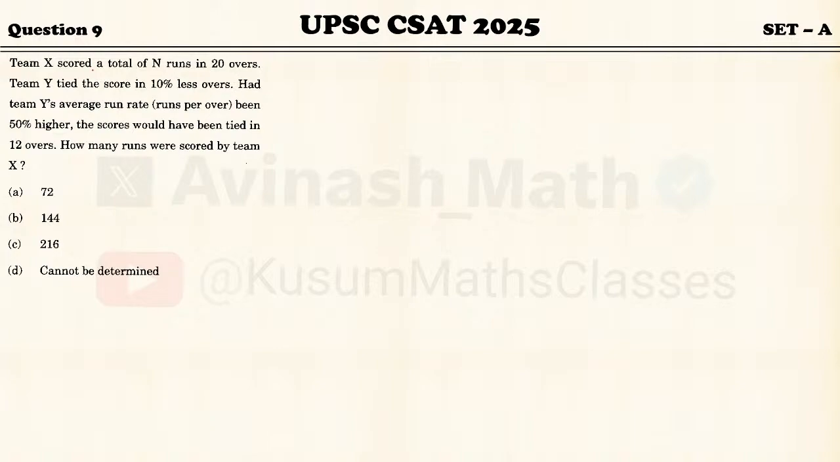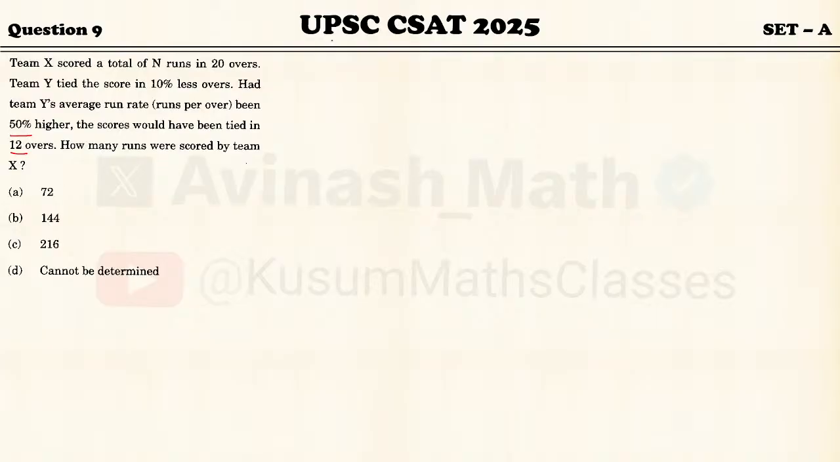Team X scored a total of n runs in 20 overs, right? Team Y tied the score in 10% less overs. Had the team Y average run rate, meaning runs per over, been 50% higher, the score would have been tied in 12 overs. How many runs were scored by team X?